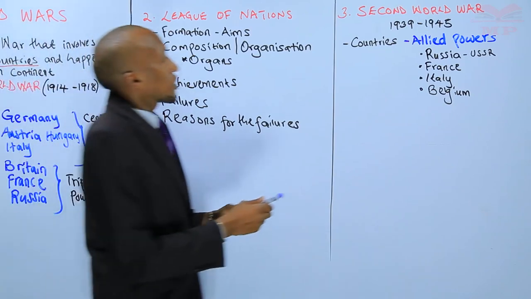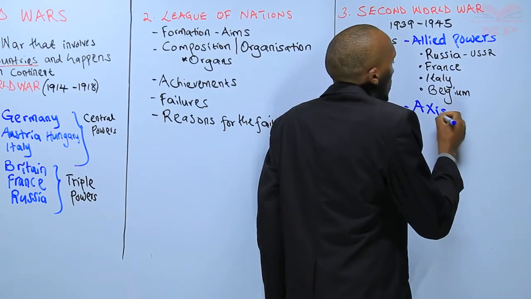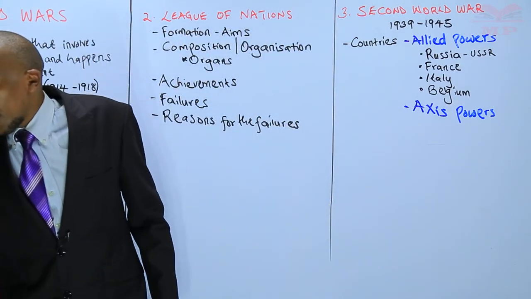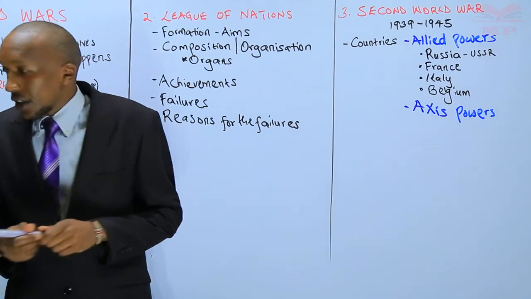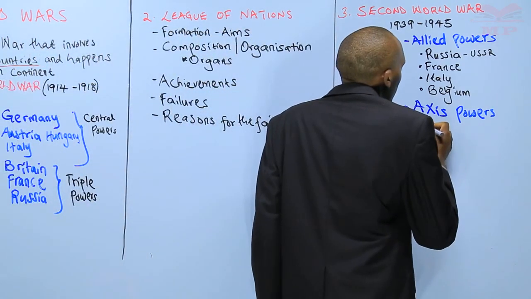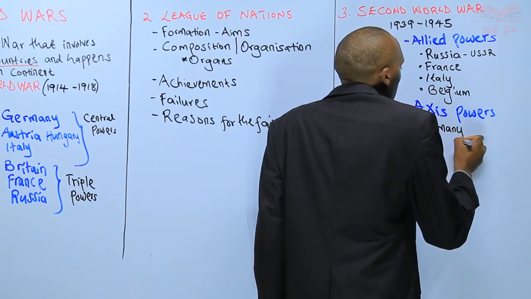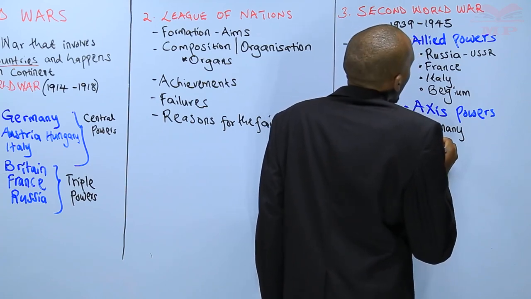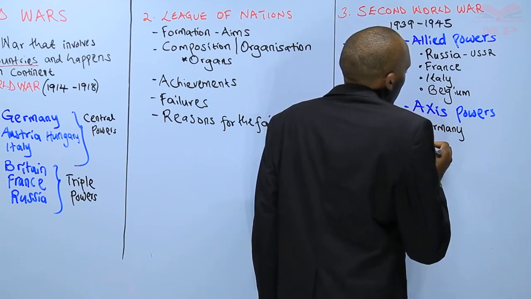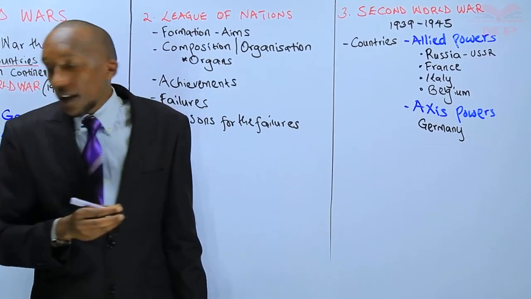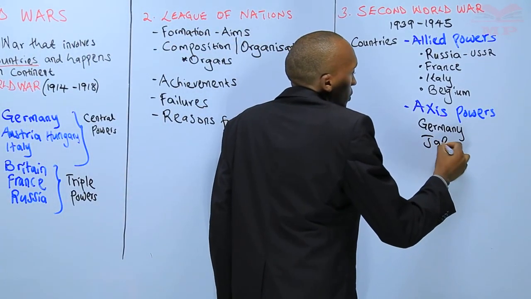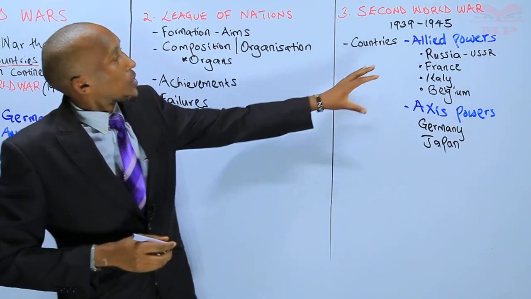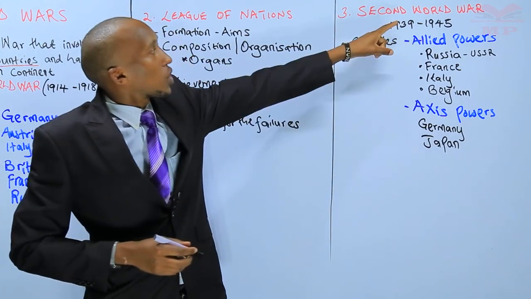And then on the opposite side, we had the Axis powers. Which are these countries? We have Germany as the first country that was fighting there. And then we had Japan that joined into the war as part of the Axis powers. So these are the two opposing groups that were fighting during the Second World War.